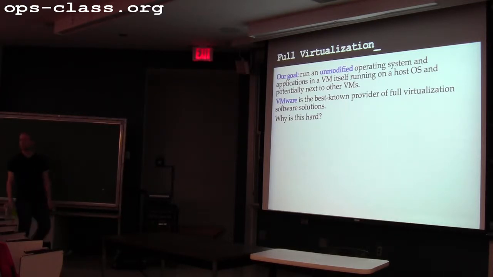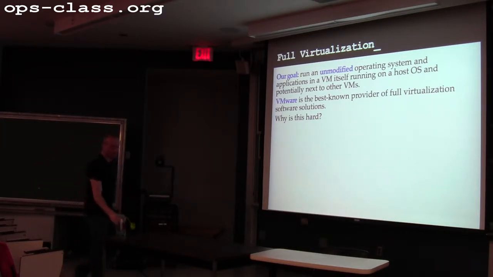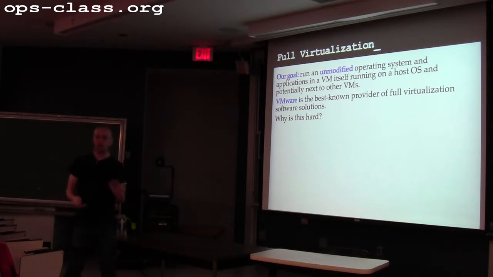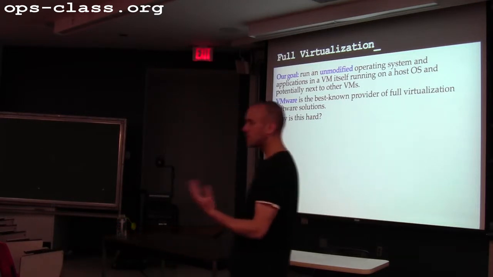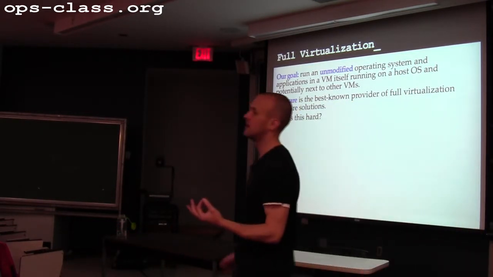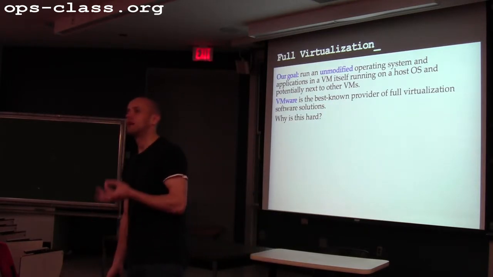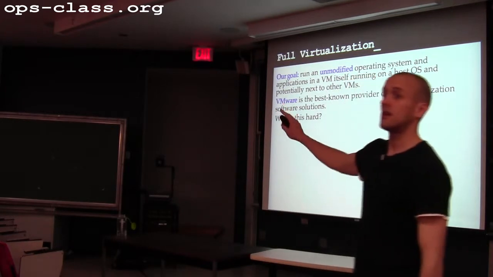So why is this difficult? What's hard about this? Operating systems are used to running with kernel privilege, right? This is the big challenge. They're used to running in privileged mode. They're used to having access to all the resources on the system. And the challenge in virtualization is, how do we relax that requirement and allow them to run essentially in it?